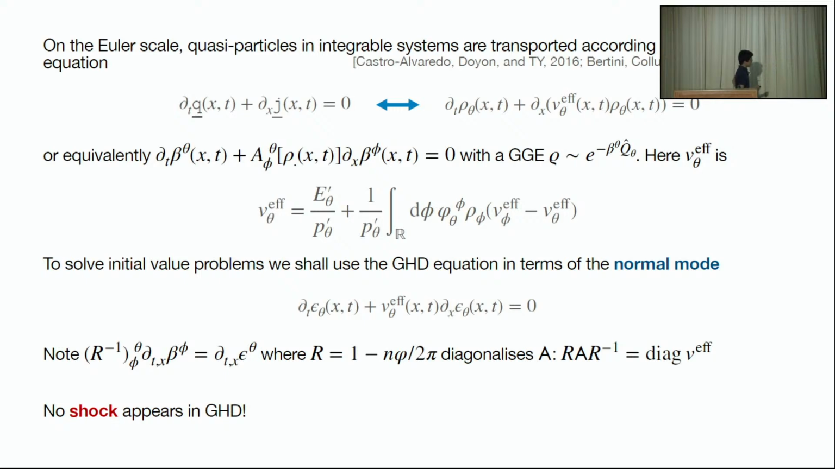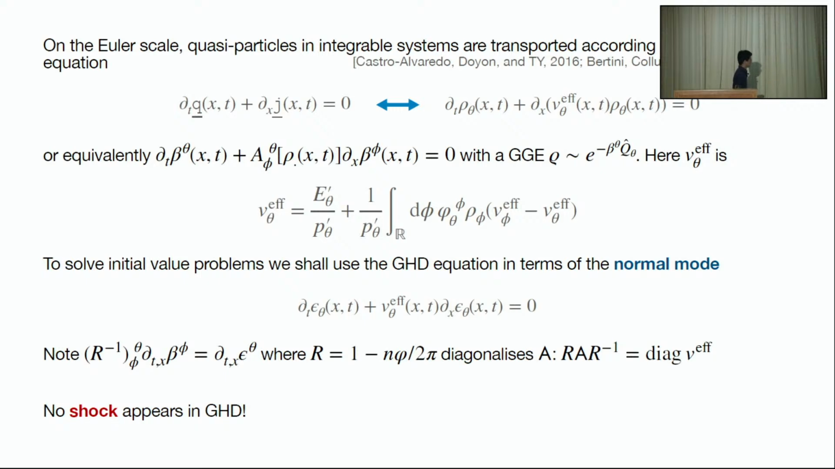Or equivalently, one can also write down the GHD equation in terms of the betas, as I will do later, by defining beta(theta) in this way.